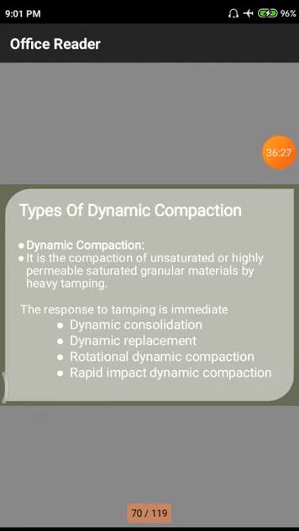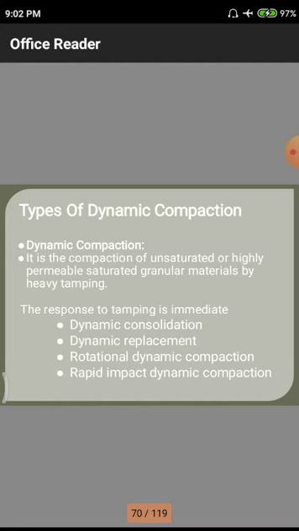The types of dynamic compaction, up to that we have point load compaction. The different types of dynamic compaction we have are dynamic consolidation, dynamic replacement, rotational dynamic compaction, and rapid impact dynamic compaction. These are the different dynamic approaches for densifying the soil. First one is consolidation, which means normally consolidating a particular soil strata with the dynamic method. Next one, dynamic replacement, means after the consolidation is over, we replace the strata up to some level with another material.